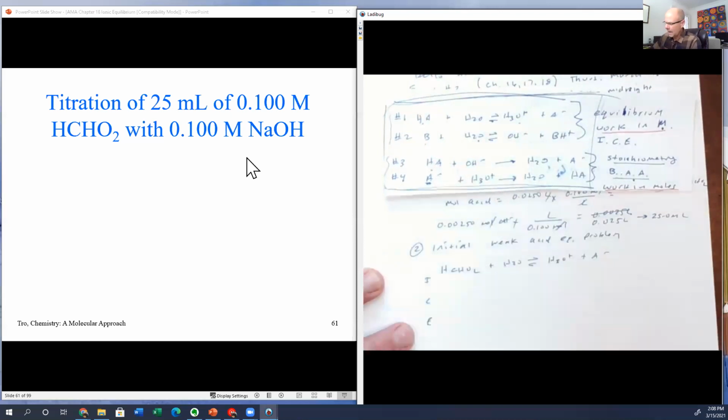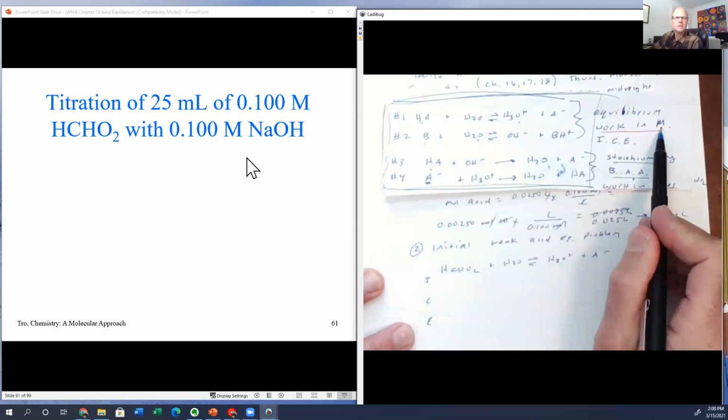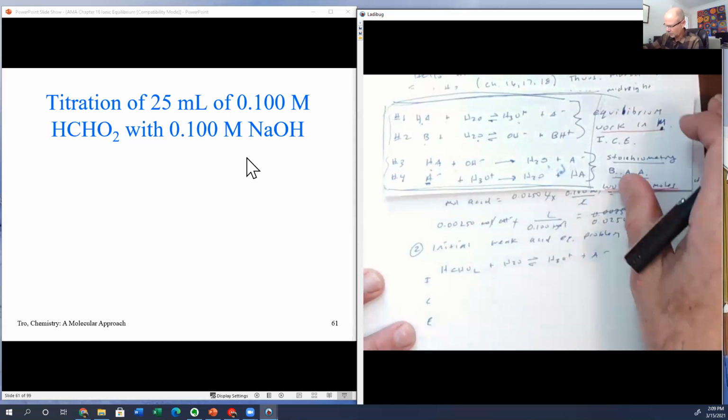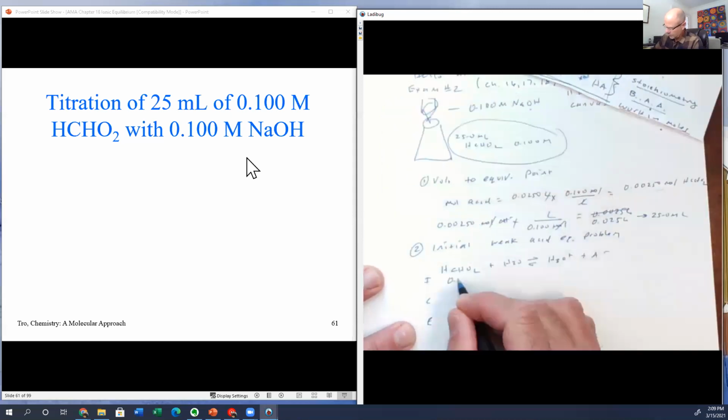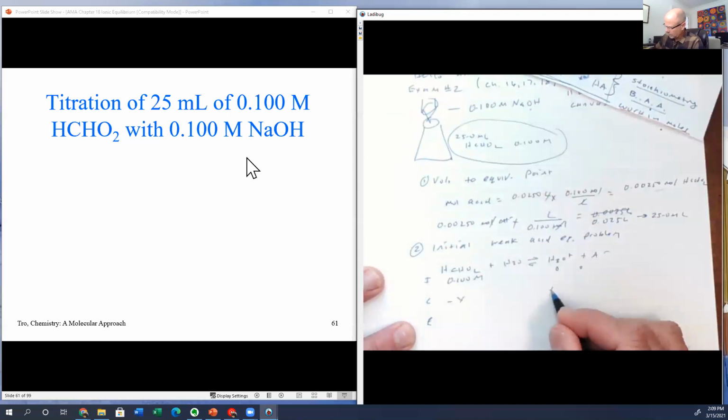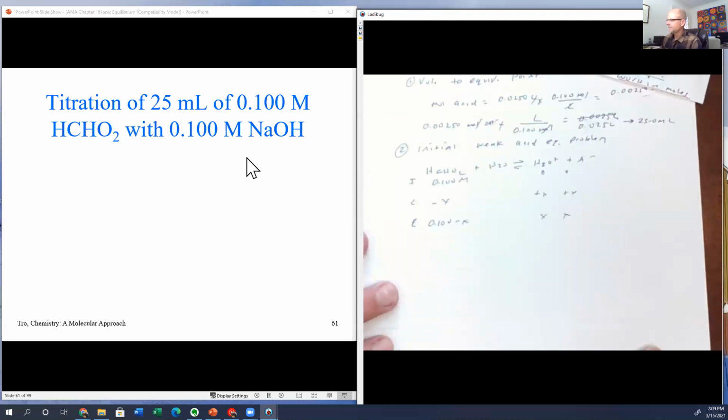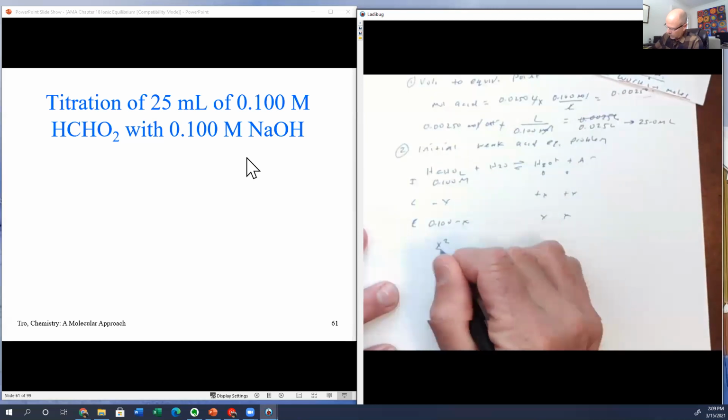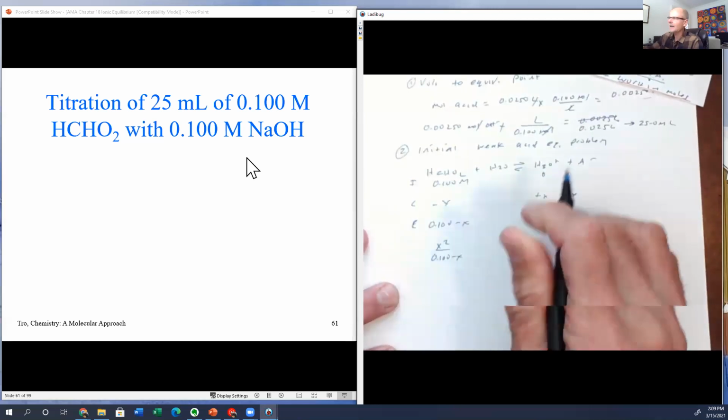And remember, ICE tables, you always work in concentration, right? I think I'm drilling that into your head enough, huh? I don't want to see any mistakes of working in moles in ICE tables, right? ICE tables always in concentration. So you got 0.100 molar, 0, right? Minus X, plus X, plus X, 0.100 minus X, X, right? So then you got X squared over 0.100 minus X.